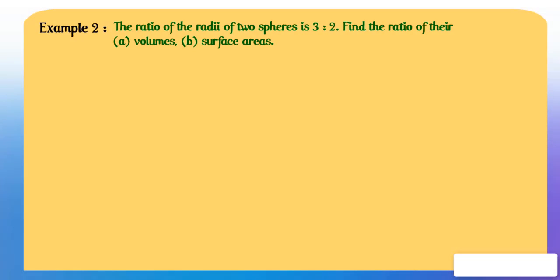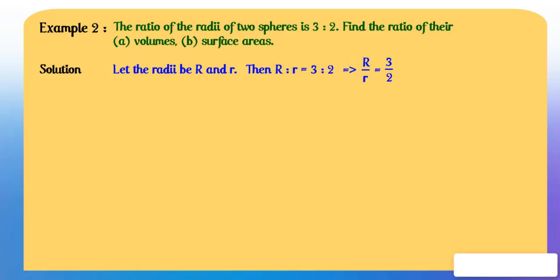Let's take the next example. The ratio of the radii of two spheres is 3:2. Find the ratio of their A. Volumes, B. Surface areas. Let's solve this. Let the radii be capital R and small r. Then capital R is to small r is equal to 3:2. This implies capital R by small r is equal to 3 by 2. This implies capital R is equal to 3 by 2 small r.